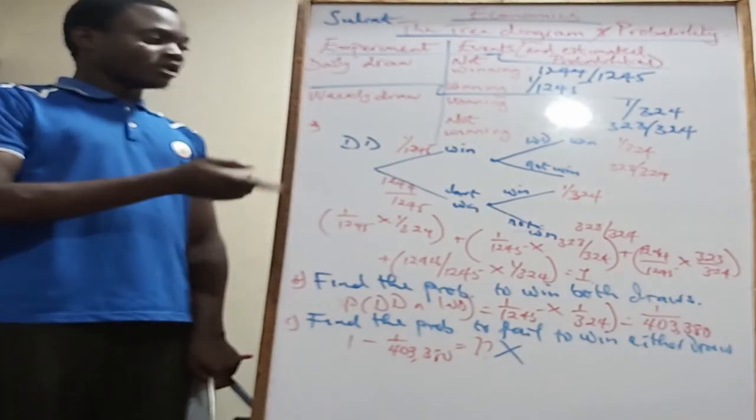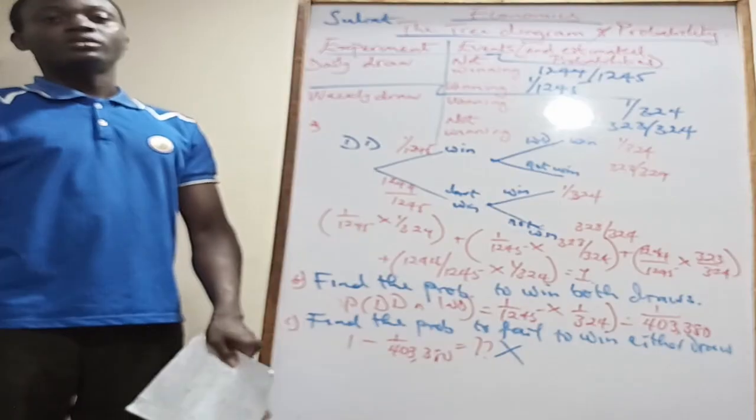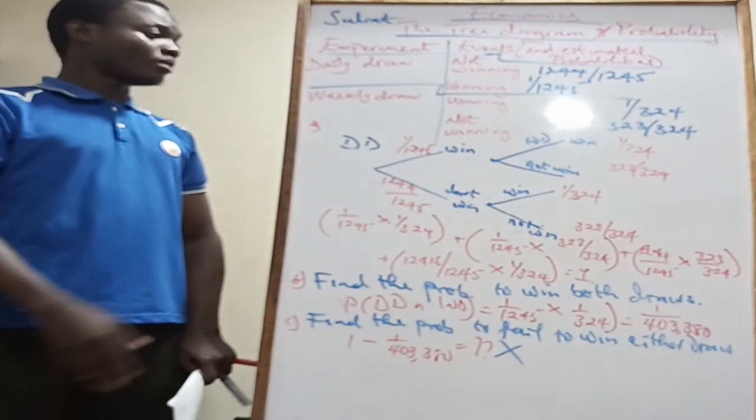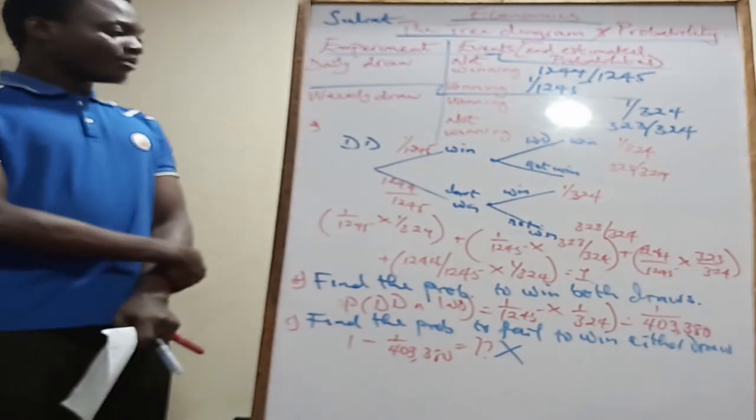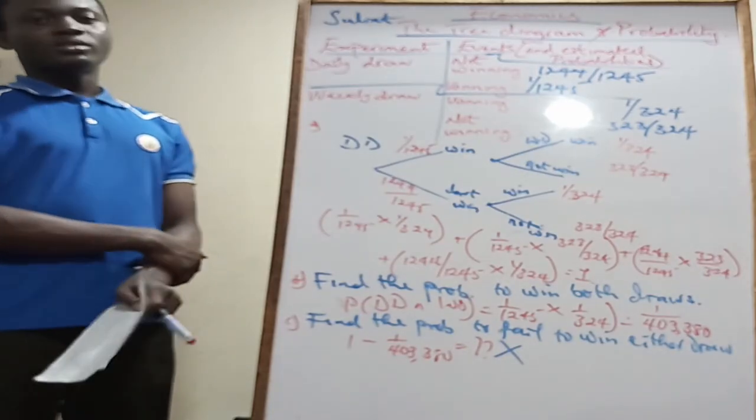What do you call it now? She's not winning the daily draw. She's not winning. Or she's not winning the weekly draw. Or she's not winning. That kind of a thing. So what we are just trying to look at here is our probability of not winning the daily draw and not winning the weekly draw.